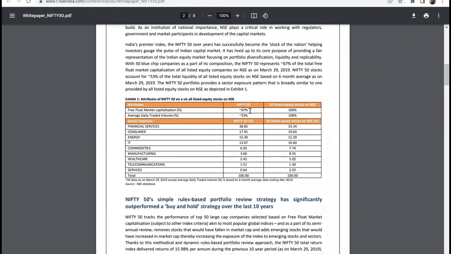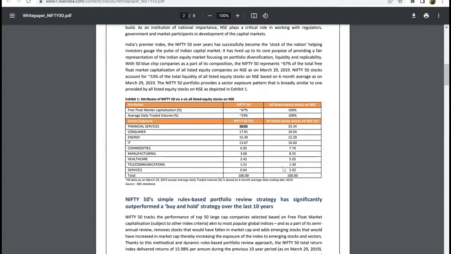And in those companies, which constitute 67% of the market, approximately 53% of the total trading volume of NSE comes from these top 50 companies. So that's about some of the key attributes. And then you can see that in that 50, financial services has a major say. 38.85% is financial services. Now, why am I talking about all these things?